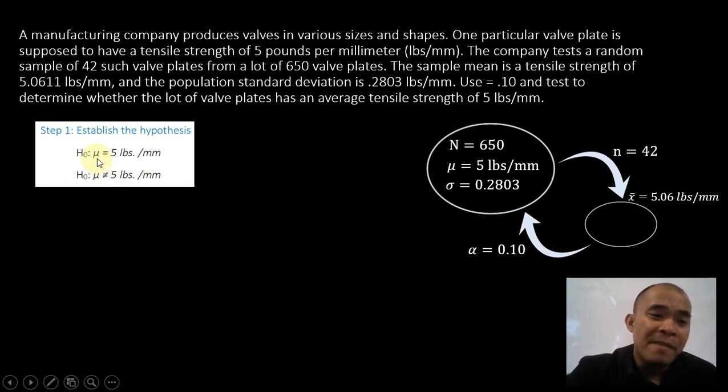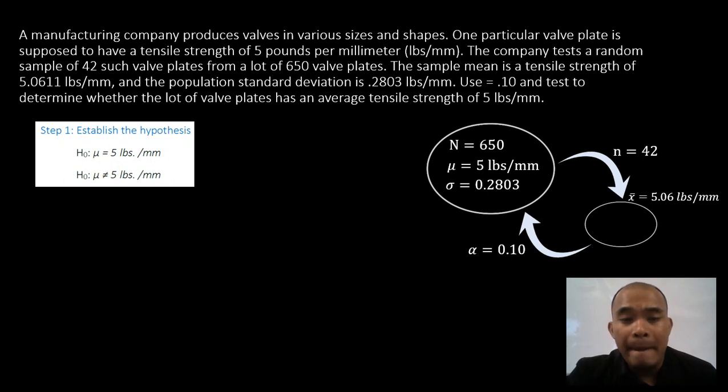Okay, so step 1, we have to establish the null hypothesis. We say that the mean is still equal to 5 pounds per millimeter, and then the alternative hypothesis is not equal to 5 pounds. So we can already see that what we are dealing with here is a two-tailed test, since we cannot see less than or greater than in the problem.